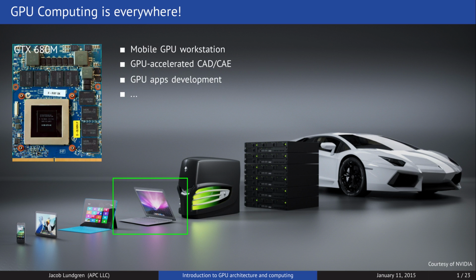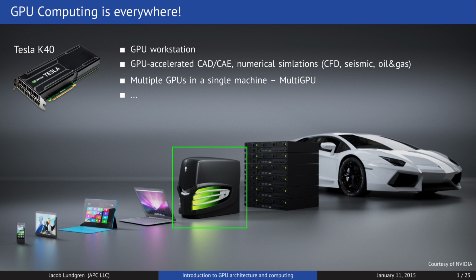Moving upwards in performance and also in scale, we have the normal mobile workstations that you and I carry around every day. These usually contain some form of GeForce card, and this allows for general purpose GPU application development, but also for GPU accelerated CAD and CAE, for example. Moving further, we have the stationary GPU workstations. These allow for an even wider array of utilizations and applications of numerics. And it's also when we can start discussing using multiple GPUs in a single machine.